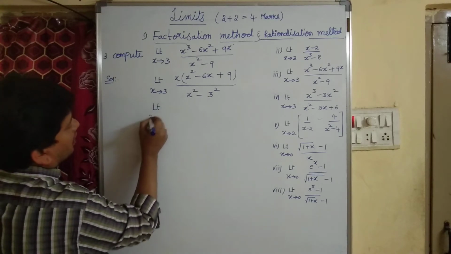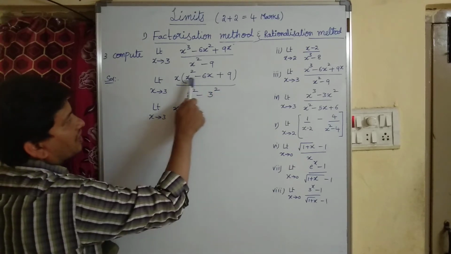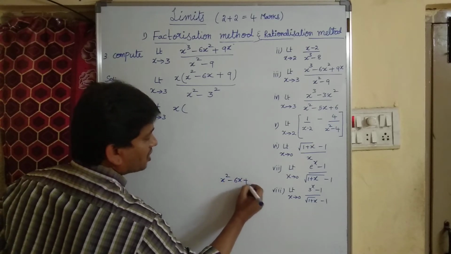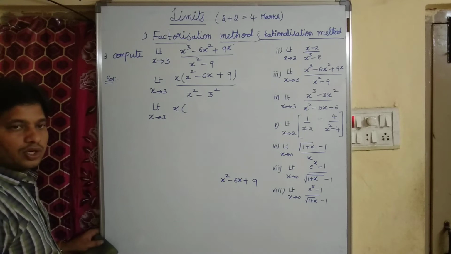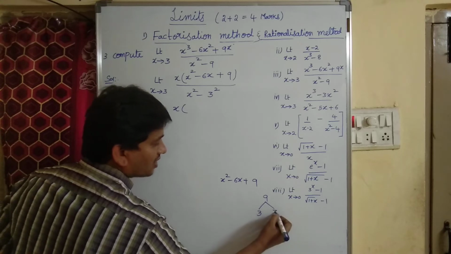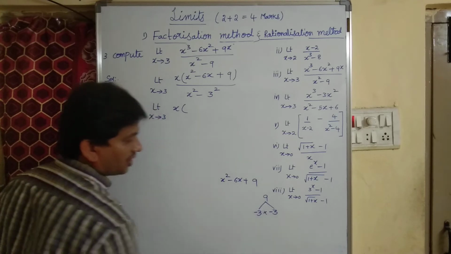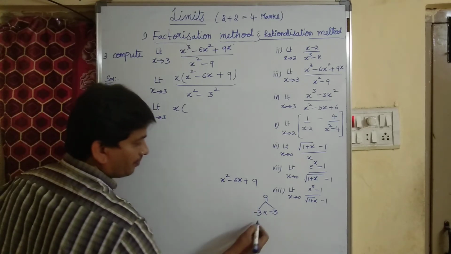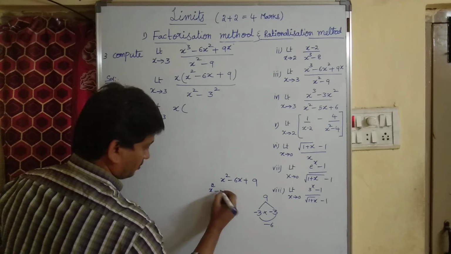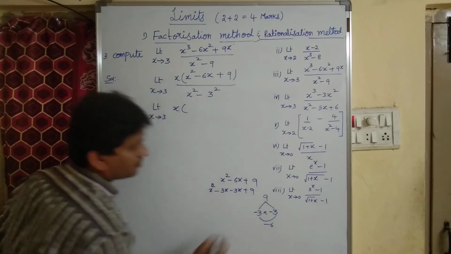So limit x tends to 3, x into, which is a quadratic equation, x square minus 6x plus 9. Let us do factorization. As the constant is 9 here, the factors are 3 and 3. Minus 3 into minus 3 is equal to plus 9, and if I add minus 3 and minus 3 I will get minus 6. So I can write x square minus 6x as x square minus 3x minus 3x plus 9.